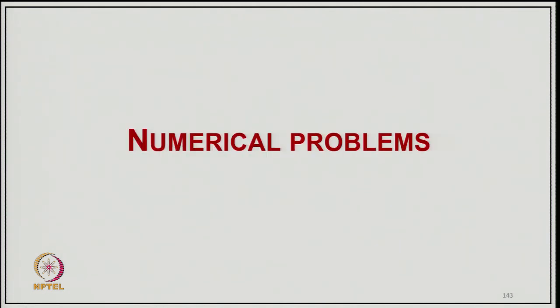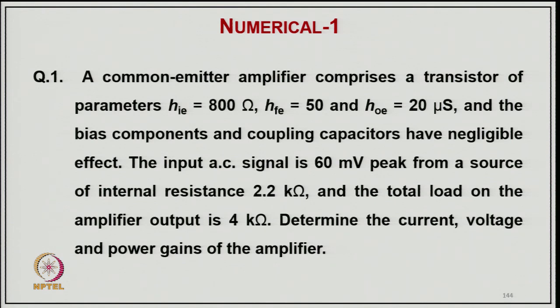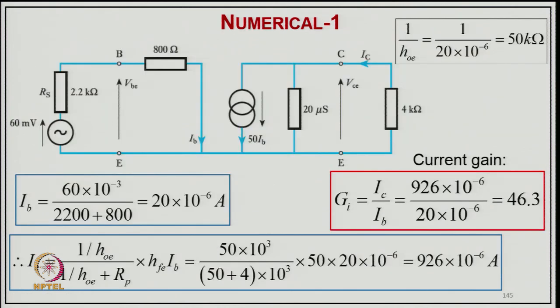Now, coming to the numerical problems. A common emitter amplifier comprises a transistor with parameters HIE 800 ohm, HFE 50, HOE 20 microsiemens. The bias components and coupling capacitors have negligible effect. The input AC signal is 60 millivolt peak to peak, for a source with internal resistance of 2.2 kilo ohm, and the total load on the amplifier circuit is 4 kilo ohm. Determine the current, voltage and power gains of this amplifier. This is the circuit; we already talked about common emitter amplification with all the parameters mentioned in this equivalent circuit of the transistor with H parameters, and we can calculate all the parameters.